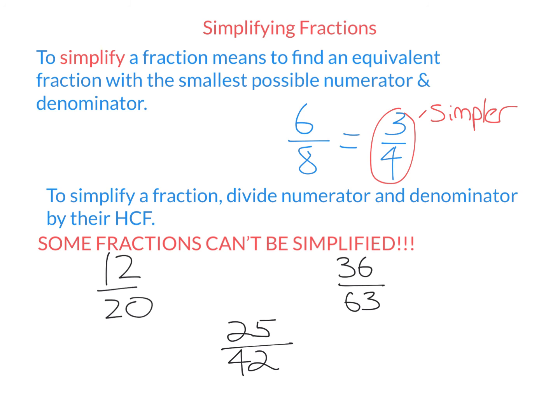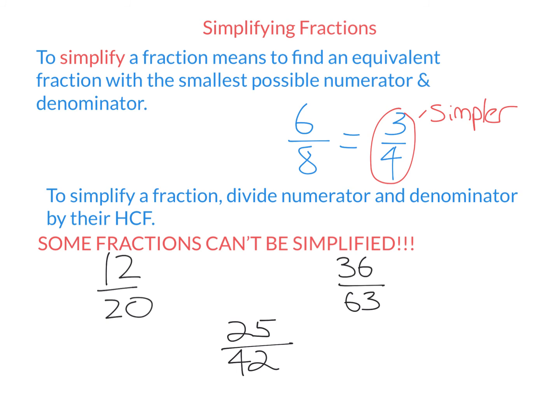I know it's tricky. We use lowest common multiple when we want to compare fractions, and we use highest common factor when we're simplifying fractions. Just make a note, not all fractions can be simplified. All right, let's have a go at simplifying these three.